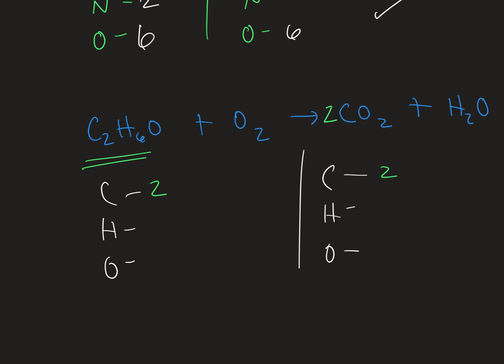Then we have 6 hydrogens on the left. So what number goes in front of here? 3 to give us 6. Now let's count the oxygens on the right side. How many do we have here? 2 times 2, that's 4. Plus 3, that's 7. Oh, here's your favorite number. Okay, so we have 7, and we have to have 7 on this side, but there are 2 places where oxygens are.